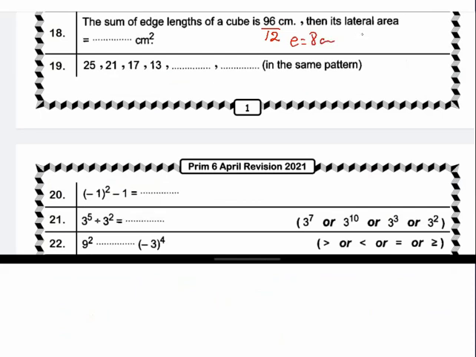Now lateral area equals edge squared times 4. So 8 times 8 times 4, it will be 256.